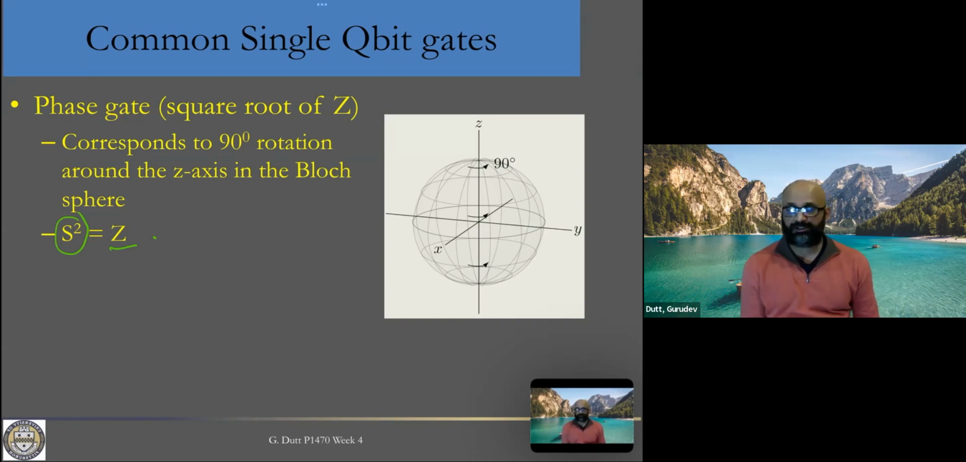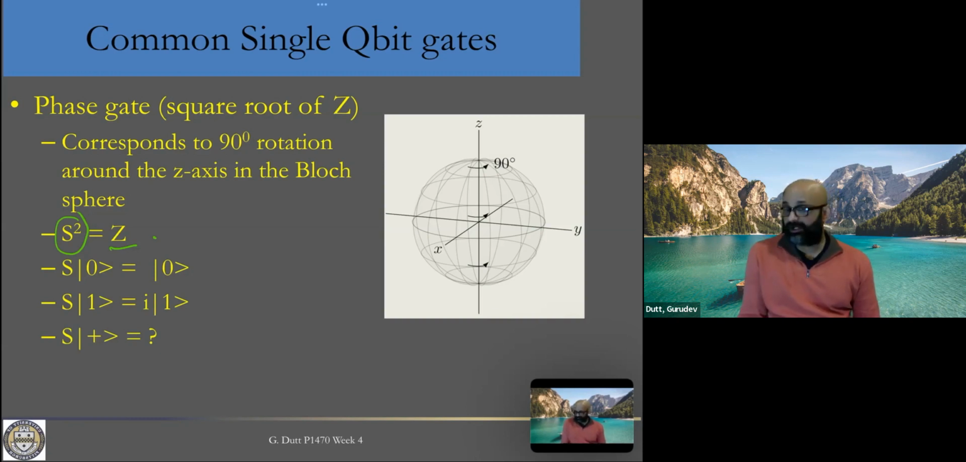So the square of S gives me back the Z gate. Again, we can write down the action of S on 0, and now the action of S on 1 gives me a phase i on 1. So now we can ask ourselves, what will S do to the state X?